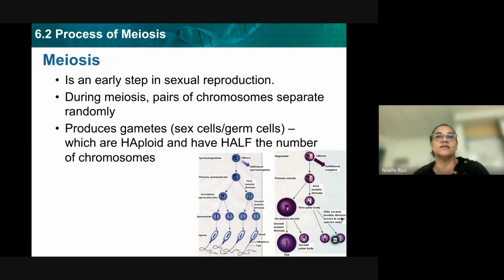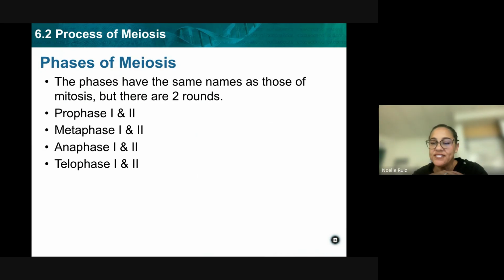Go to the next. There we go. Phases of meiosis. The phases have the same names as mitosis, but there are 2 rounds. So when talking about the phases of meiosis, there's always going to be a 1 or a 2. It goes through all of round 1 and then starts over in round 2. So prophase 1, metaphase 1, anaphase 1, telophase 1. And it starts back over: prophase 2, metaphase 2, anaphase 2, telophase 2.